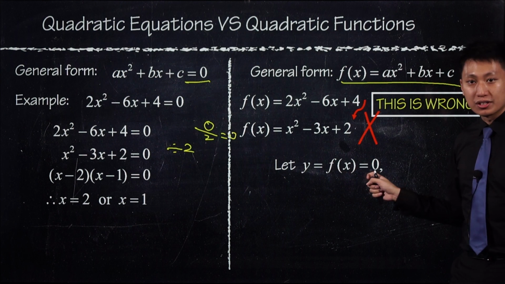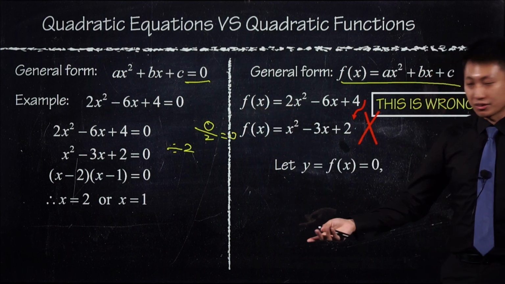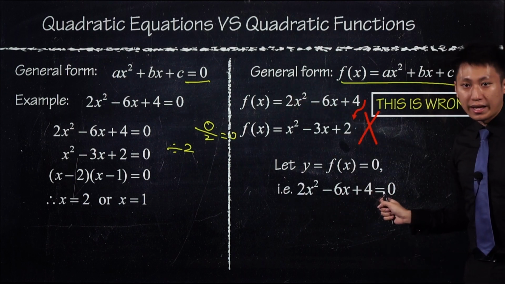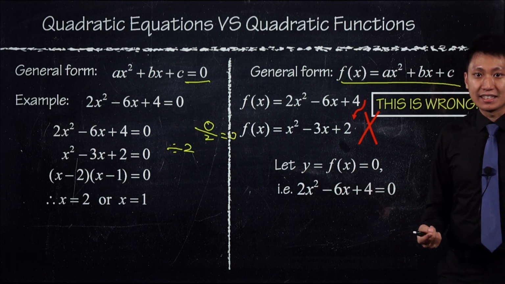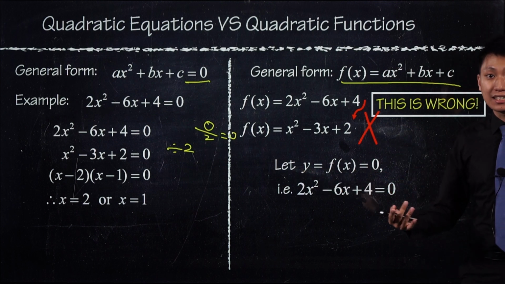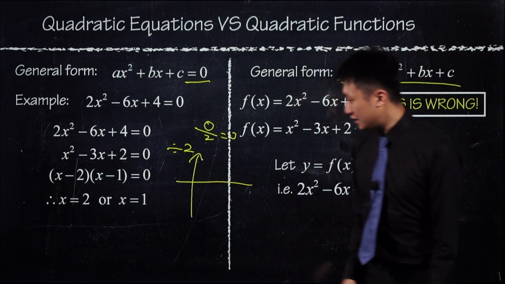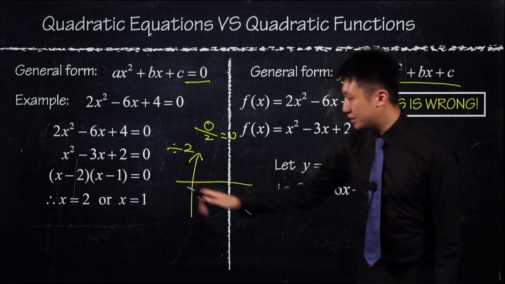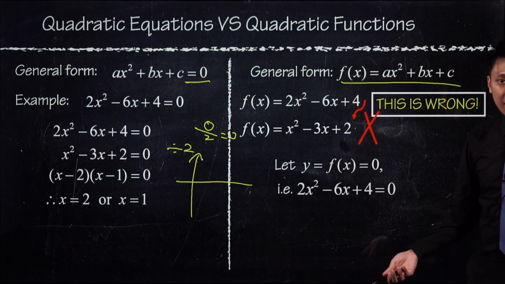So y equals f(x) equals 0, meaning that you let f(x) equal 0, you are letting this one be equal to 0. Then what does it mean? You let y equal 0, which means you find the x-intercept, the things on the x-axis. Y equals 0 means something on the x-axis, and that's the x-intercept.